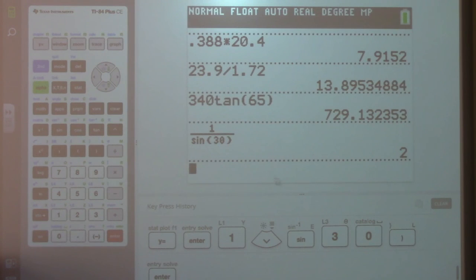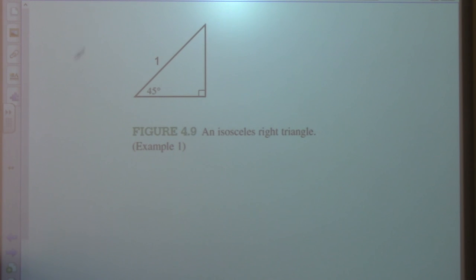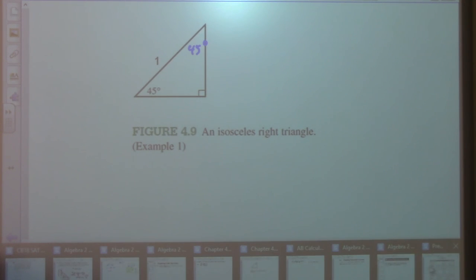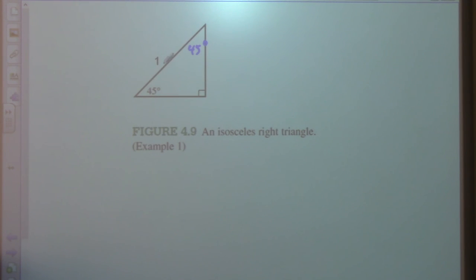Let's look at isosceles right triangle. This one here is a 45, 45, 90 right triangle. And if you have this side here, you go to your ACP formula chart, and what you have is, look at special right triangles for 45, 45, 90. It says x square root of 2. So in this case, if our hypotenuse is 1, we're going to call that x square root of 2. And this will be x here, and this will be x.